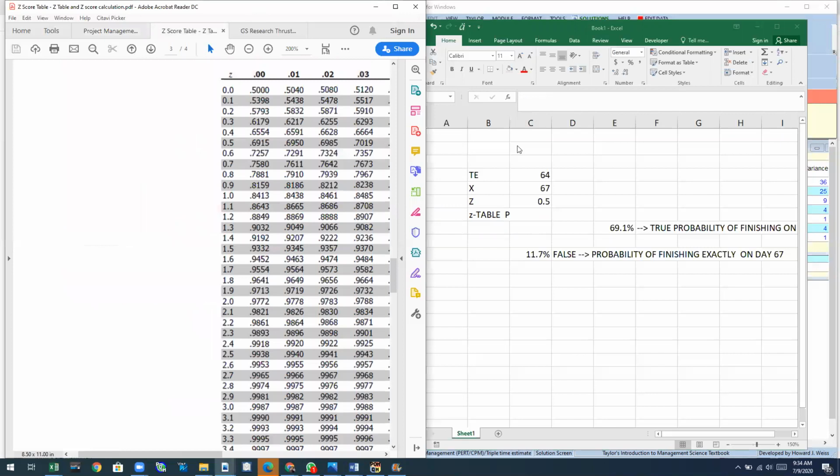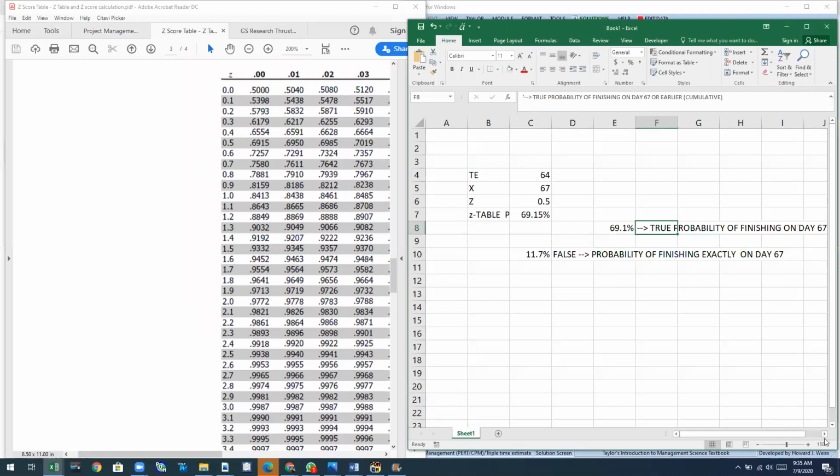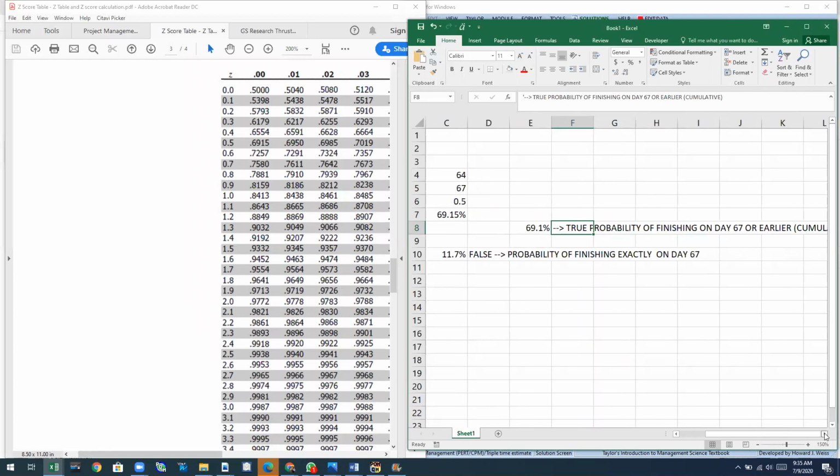Let me take you to the z table. If you look at 0.50, the probability of finishing on day 67 or lower is 69.15%. That's the probability of finishing the project on day 67 or earlier. We call this cumulative probability: the probability of finishing on day 67 or earlier. Remember, the estimated time is 64 days.